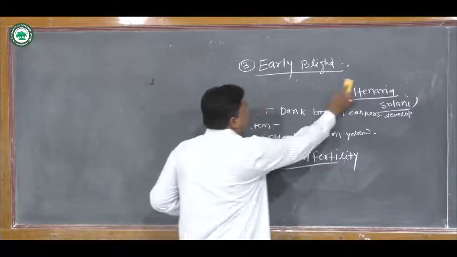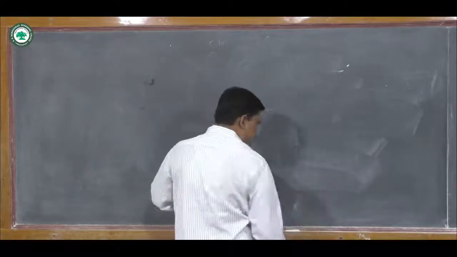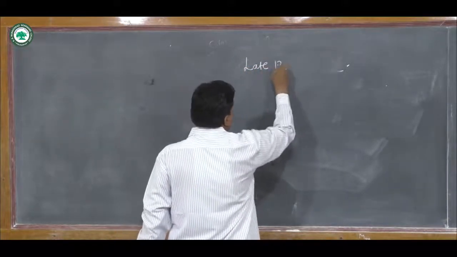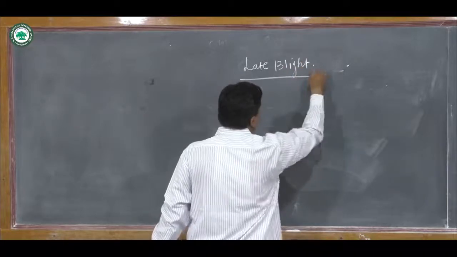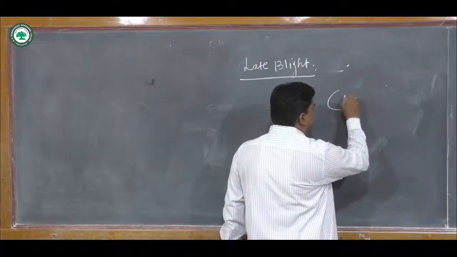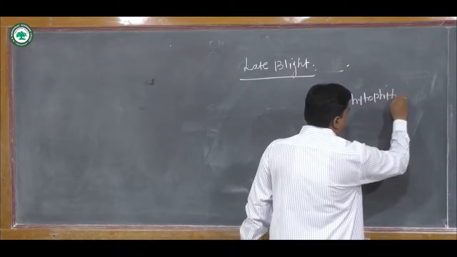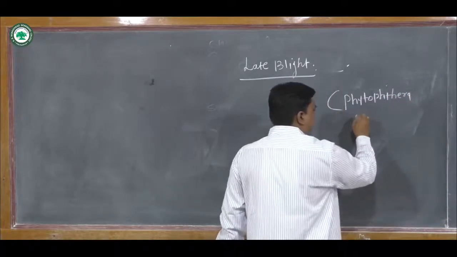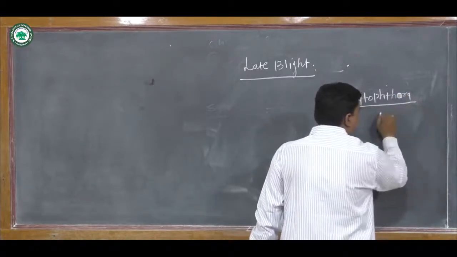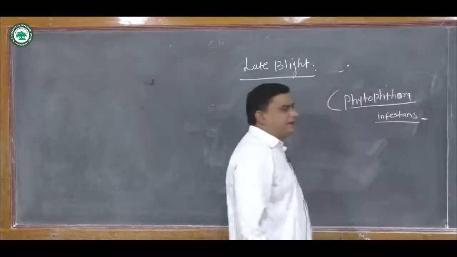Okay, then the next disease is late blight. Late blight has a causal organism, or what we call the causative agent, that is Phytophthora infestans. This is the causal organism.